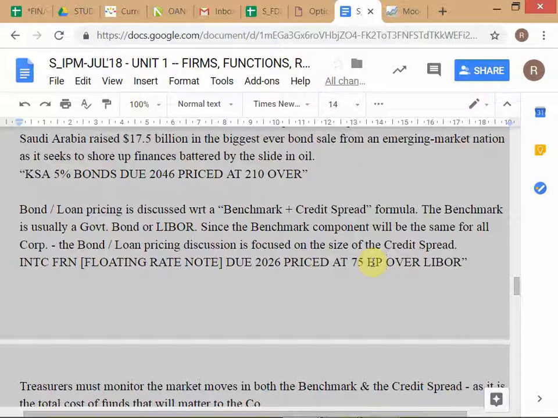Now, obviously, here there is no mention of a coupon. Is that clear? There's no mention of a coupon because this is not a fixed rate. This is a floating rate bond, okay, a floating rate note. That's why what they're mentioning is 75 basis points over LIBOR. Now what is the problem? What information is missing?